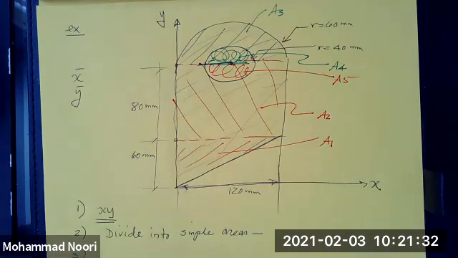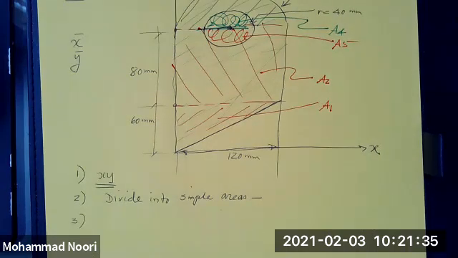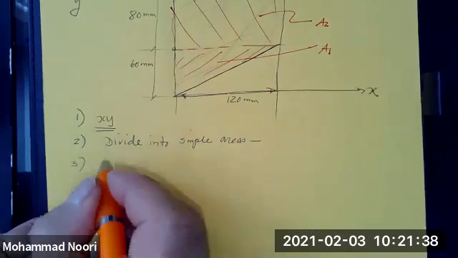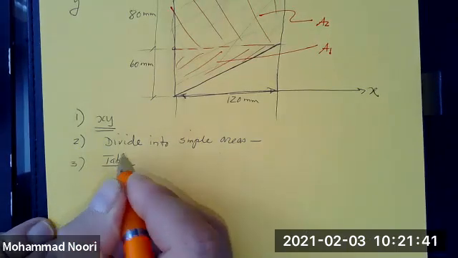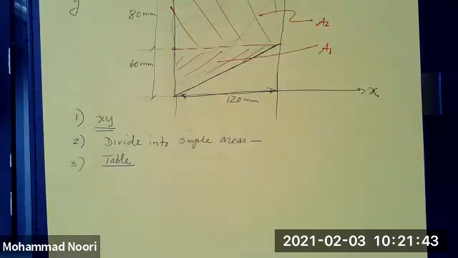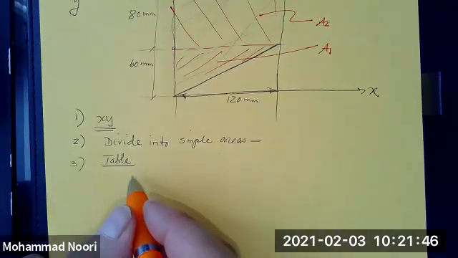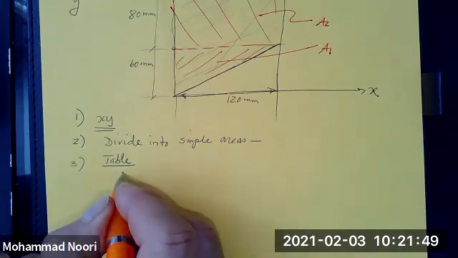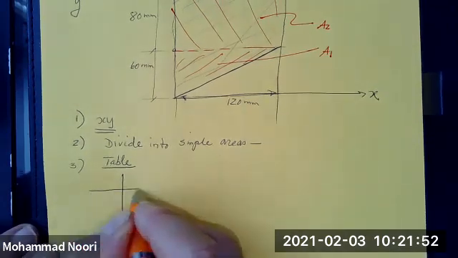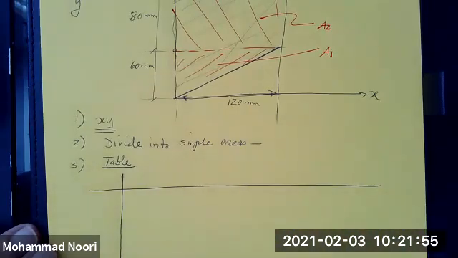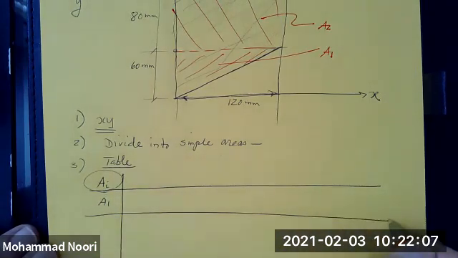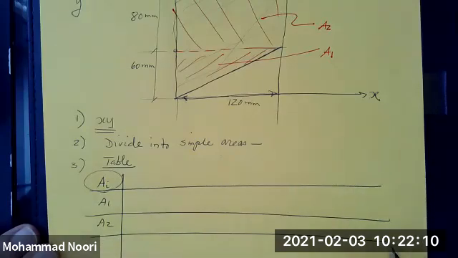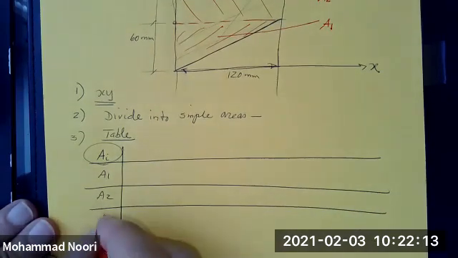Now, step 3 is the heart of this. You set up this table. Unfortunately, for some reason, your book is one of the few statics books that doesn't show you this tabulation, which makes your life a whole lot easier and helps you prevent any mistakes, and keeps track of where you are in the process. So what is this table? The first column, you just simply list these areas. You have A1, you have A2, you have A3.